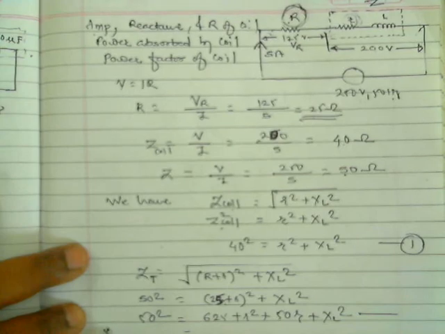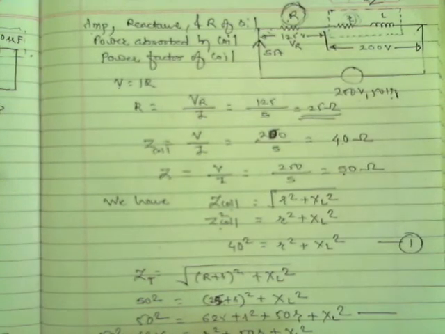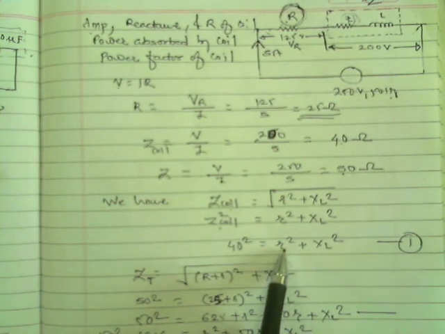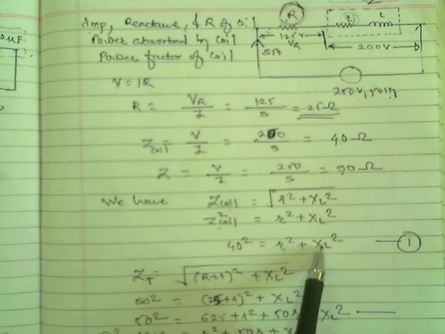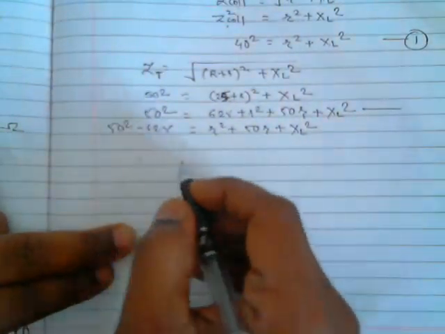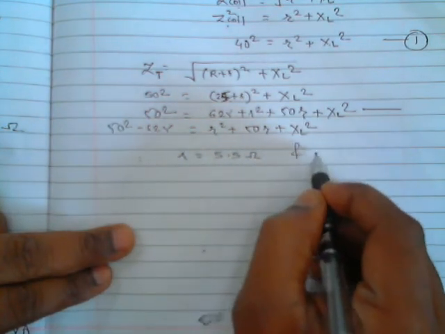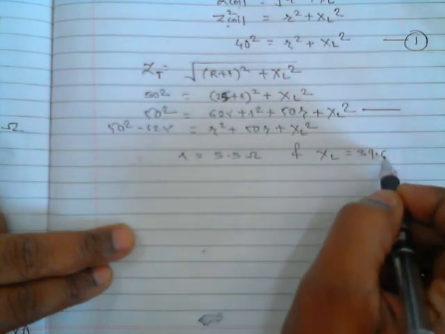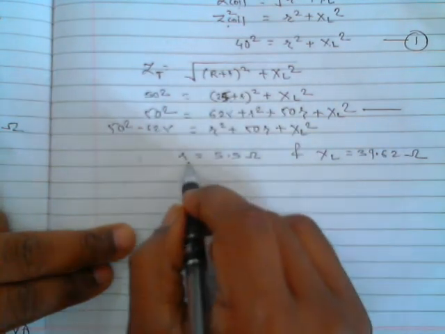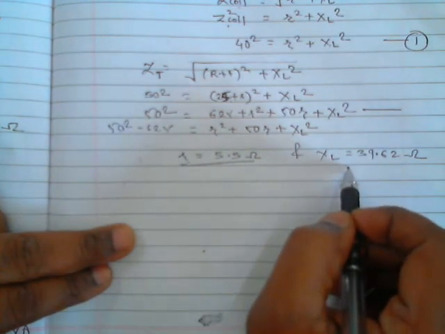What I can do, 50 square minus 625 equals r square plus 50r plus XL square. Okay, so I can get r here and put it over here, or I can get XL here and put it over here. And when I solve these two equations, I will get r as 5.5 ohm and XL as 39.62 ohm. Okay, now circuit resistance and circuit reactance, these two values we got. Impedance also we have got.